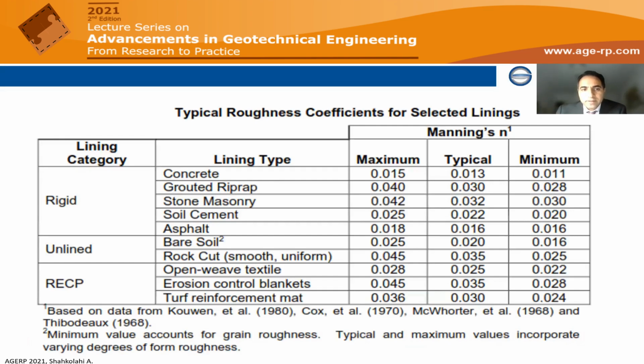Just to give you an idea of the difference between Manning factors, for rigid lining systems, or unvegetated ones like bare soil or RECPs, we can see values for concrete, for riprap, for asphalt, for bare soil without anything, just soil, for erosion control blankets or open weave textile, which is the temporary RECP, and for turf reinforcement mats. These are just rough values, and it's a range, so it depends on the vegetation as well.